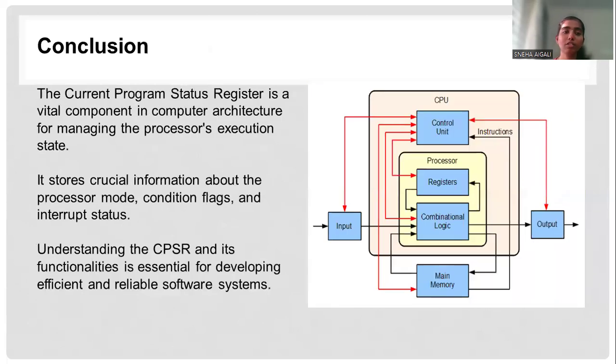Now we have reached the conclusion. So after looking at all these points, what we can conclude about CPSR is the current program status register is a vital component in the computer architecture for managing the processor's execution state. The CPSR also stores crucial information about the processor modes, conditional flags, and interrupt status. Understanding the current program status register and its functionalities is essential for developing efficient and reliable software systems.